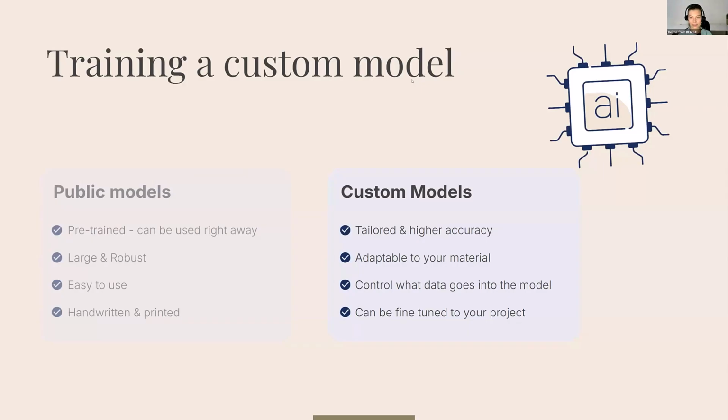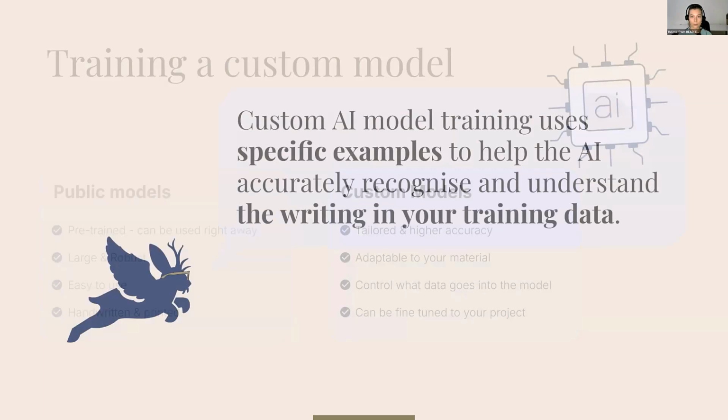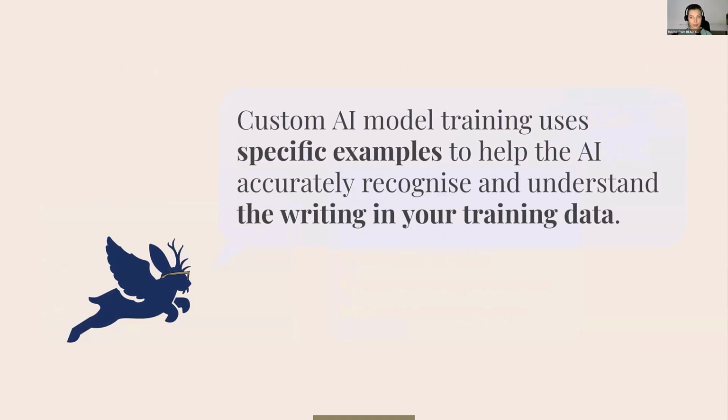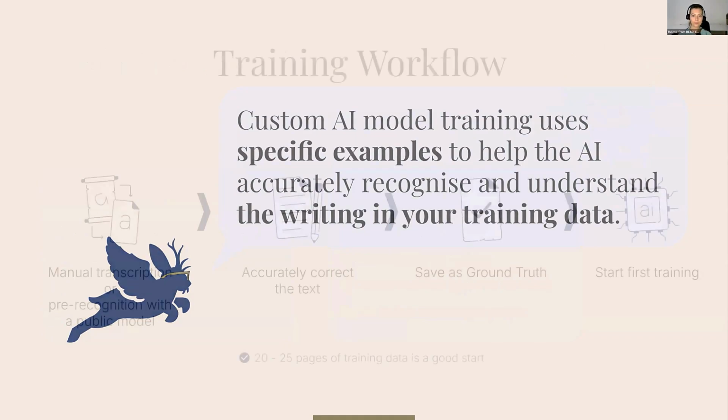We have already discussed the benefits of the custom model, that they have a higher accuracy, that they're adaptable, and that you can control what data goes into the model. As we've just seen, we've had the preparation of the data that goes into there, and it can be fine-tuned to your project. They use specific examples to help the AI understand and accurately recognize the writing in your training data. So we have now prepared these specific examples. This was exactly what Sonia explained to us.